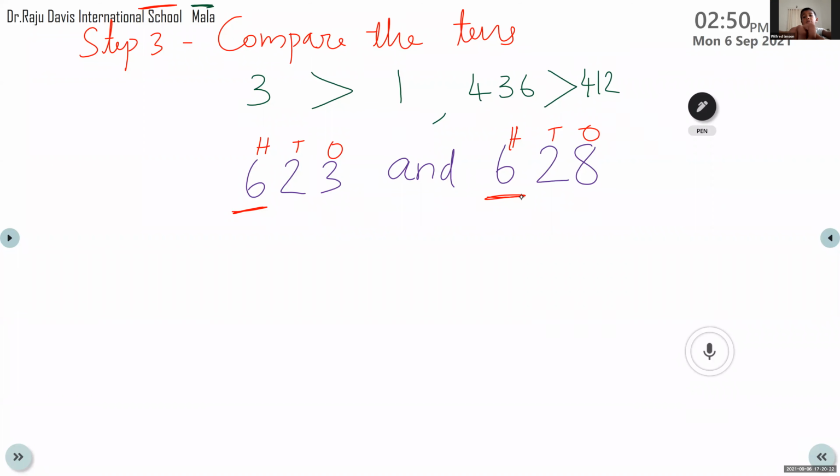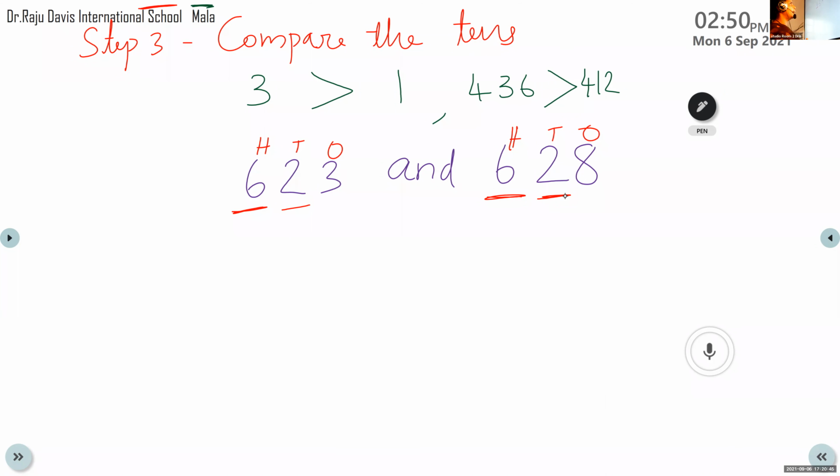We will move to the tens place. Here in the tens place of 623, the tens digit is 2. Here in 628, it is the same 2. So what will we do? We go to the ones place.